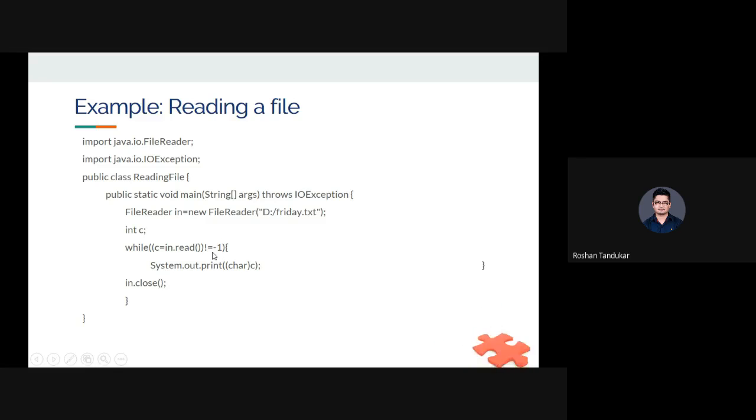End of the file. That is -1. So whenever this C is not end of the file, what do you have to do? You have to display that. That's why in SOP, that is System.out.print, just remember, not println here. This is print. You have used C and the character, isn't it?